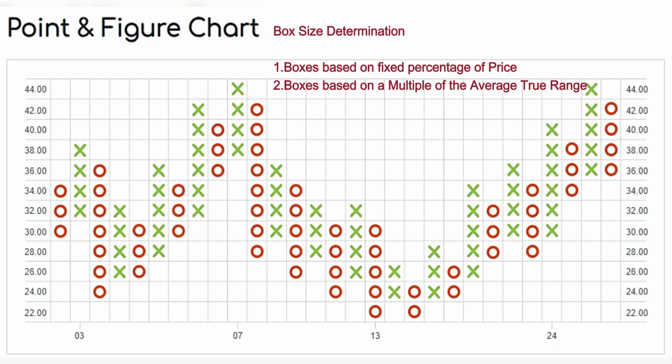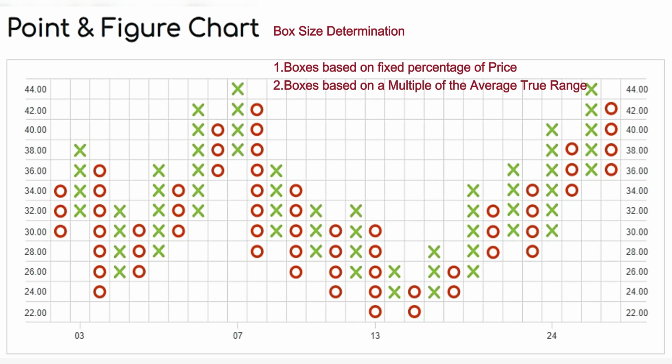Because it depends on the stock, on the commodity. The price and the intensity of price differ, so it will be appropriate to have a variable box size. In the current-day environment, in multiple trading tools, we normally see variable box sizes only.